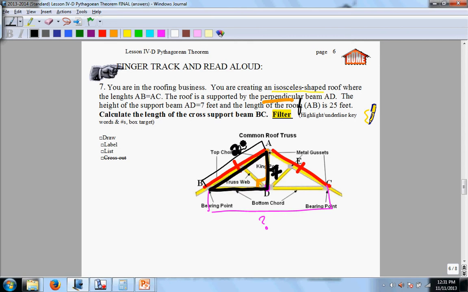Here you have 7. Here you have 25. You can use the Pythagorean theorem to solve for x. Once you have that side, you can come over here and solve for that, and that will give you the length of B to C.